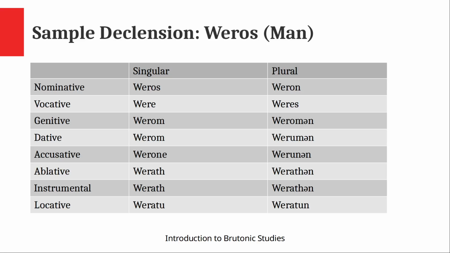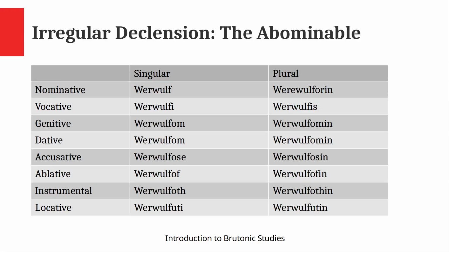There's actually another declension, one that scholars have dubbed the abominable declension. Let's take a look. The abominable declension is used for monstrous entities, such as the giants that originally inhabited Britain. This declension has also been observed to apply to gods and early Christian saints.